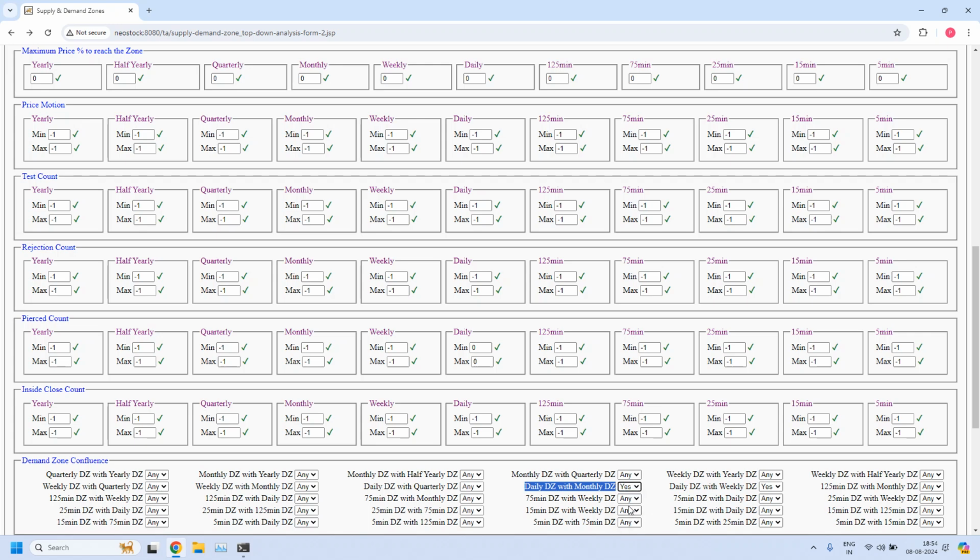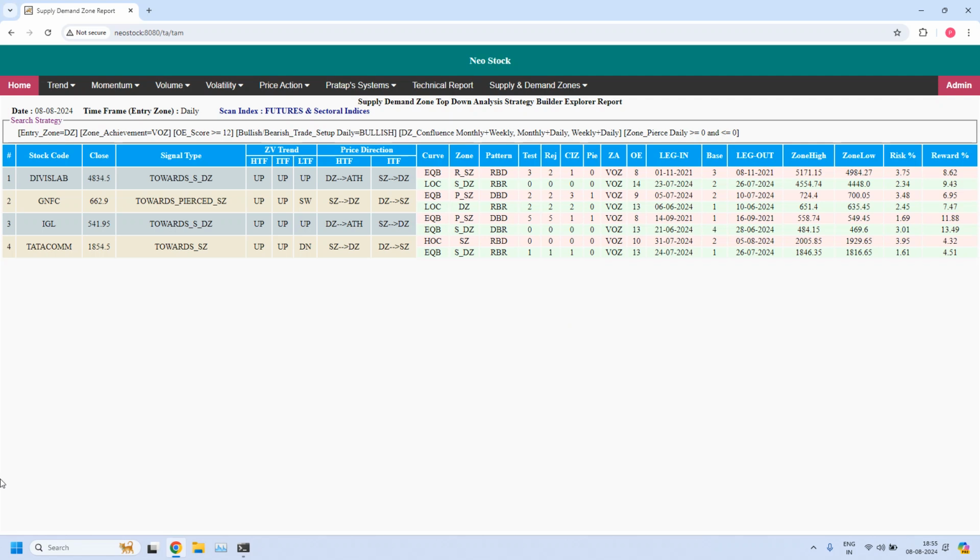And also weekly with monthly demand zone confluence, that is ITF and HTF confluence. This is also enabled. With these 3 filters, let me generate. Now the list has come down to 4. Earlier 10 stocks were having ITF confluence, weekly confluence. Now among the 10, these 4 are having even HTF confluence. So these are the stocks currently supporting bullish trade setup with even monthly confluence.